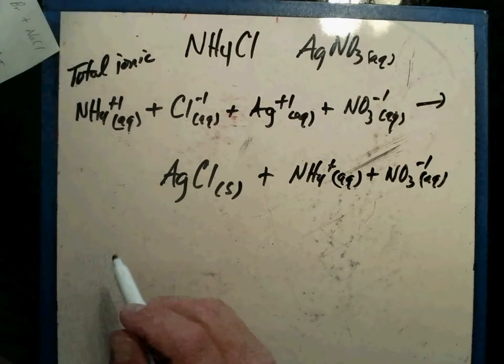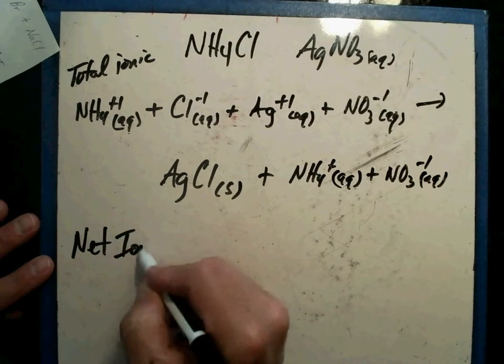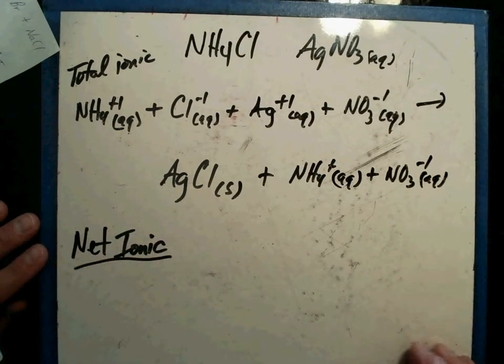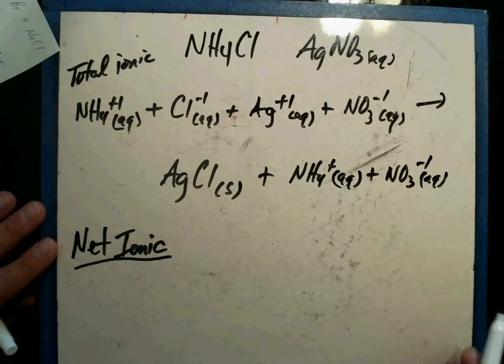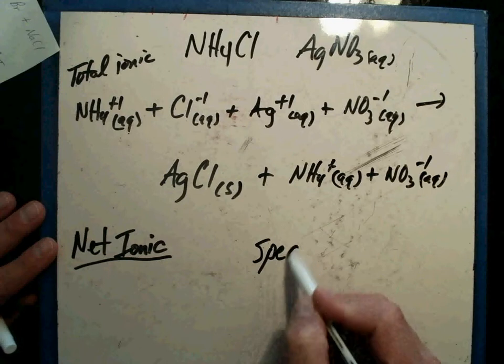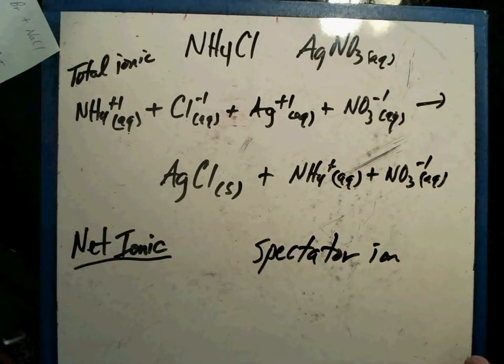Okay? Now, here's the last thing you have to know. From this total ionic, you get what we call a net ionic, which really means what's left. Okay? What's left? What's really happening is really what they're asking. Now, the first thing I need to teach you is what's called a spectator ion. Very simply, a spectator at a sport is somebody that does what? They just watch.